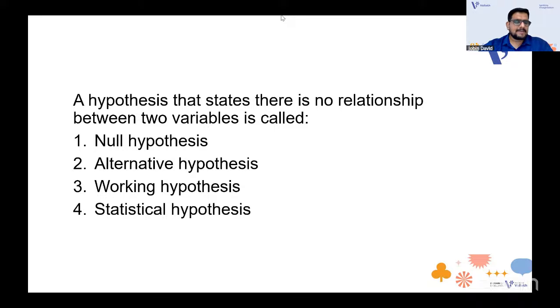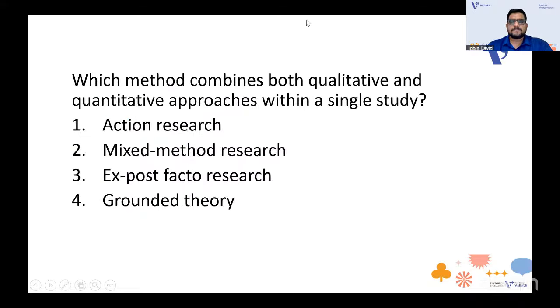Yes, the keywords were there in the last question. Just go with the keywords here. Also, we have keywords: no relationship. The answer is null hypothesis, as opposed to the alternative hypothesis or the original, working hypothesis. The null hypothesis states that there is no relationship between two variables. That is just the contradictory of our original hypothesis.